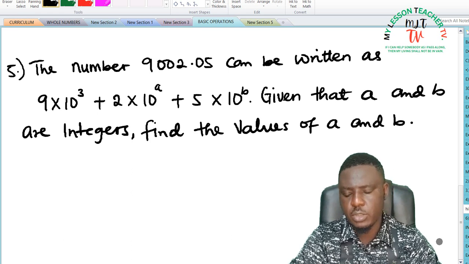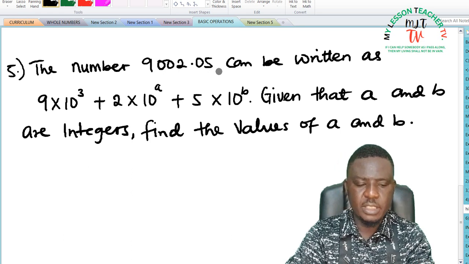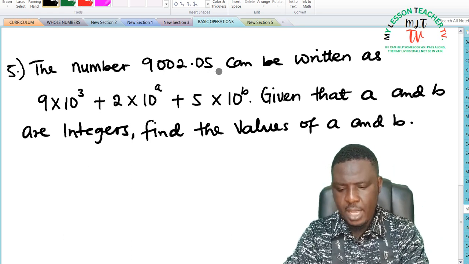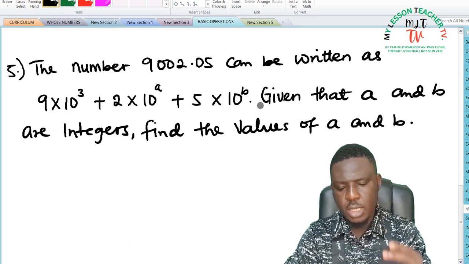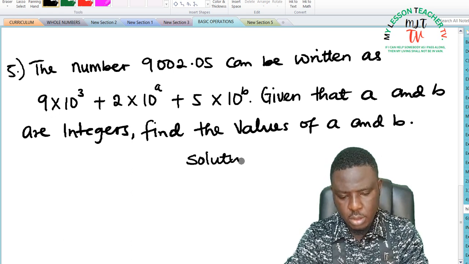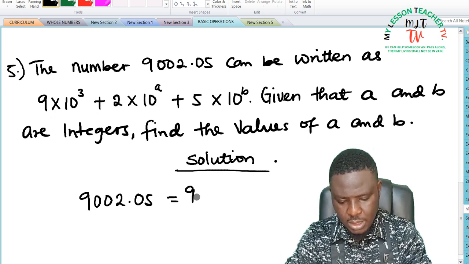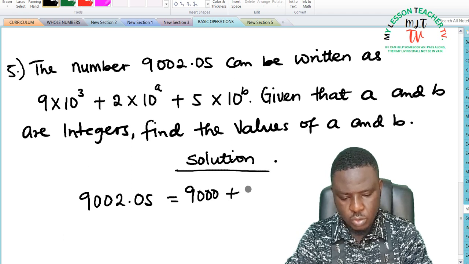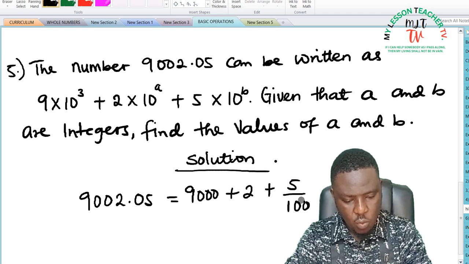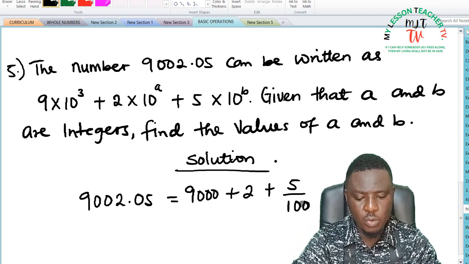So what we have to do is to expand 9002.05 in standard form and then compare our answers with what we have in the question, and see from there we can get our values for A and B. So our solution, we have it that 9002.05 is equal to 9000 plus 2 plus 5 over 100, because this is taking the 100th place value, so it is written as 5 over 100.